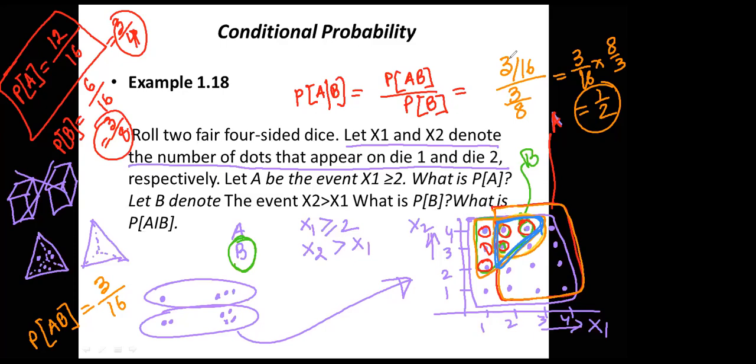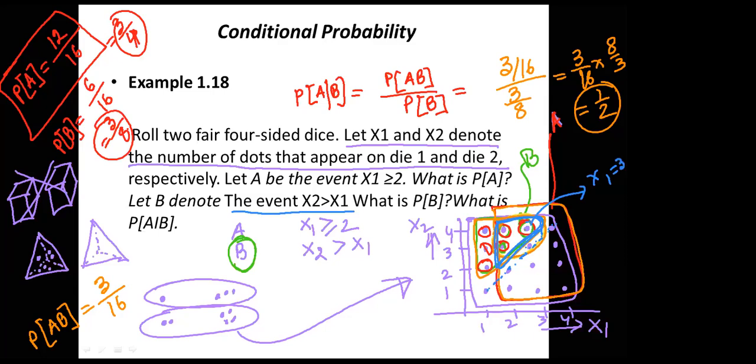Okay, probability of B is what? Look at this one. The probability of B is the event x2 greater than x1. This is the line where x1 and x2 are the same. Above this one, will this be included? x1 equal to what here?